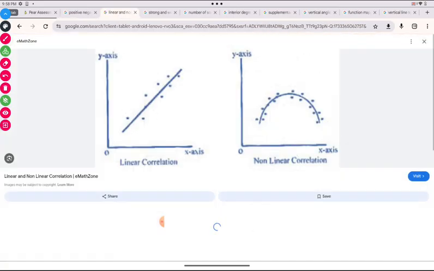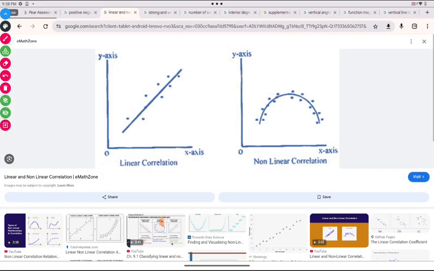If you have a pattern that looks like a straight line or is a straight line, that correlation or association is linear, because remember, linear means a straight line. If you have a correlation or association that is not forming a straight line, more or less forming a curved line, we call that a nonlinear association.